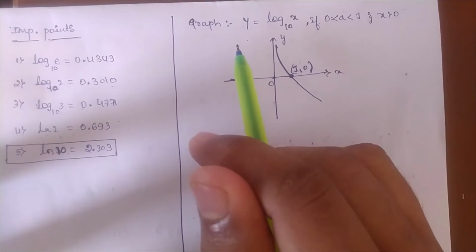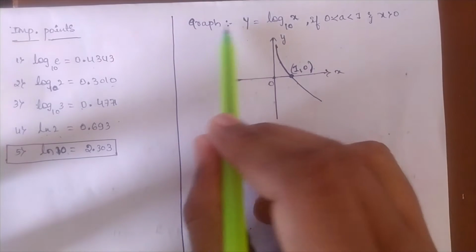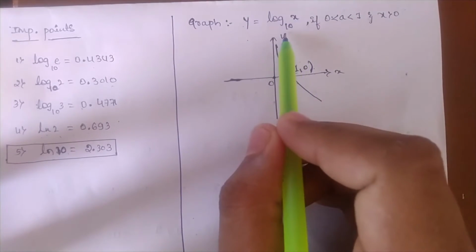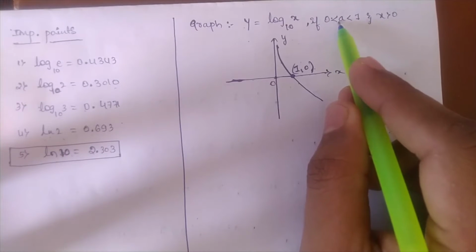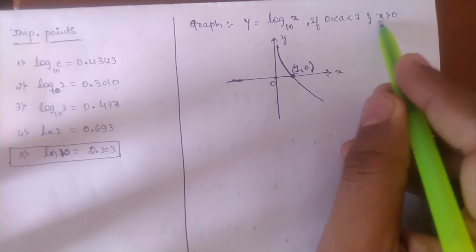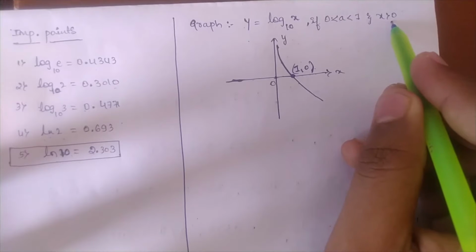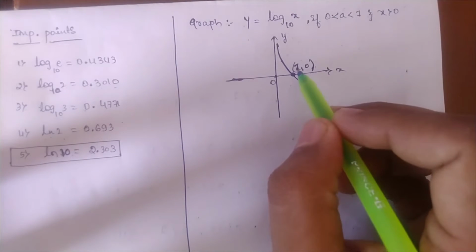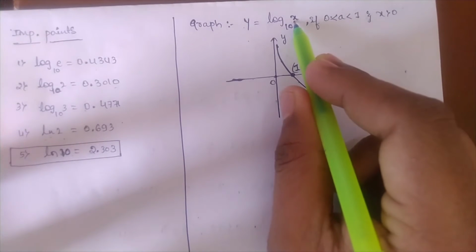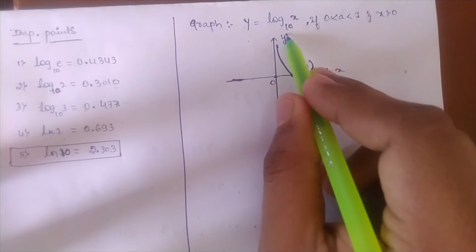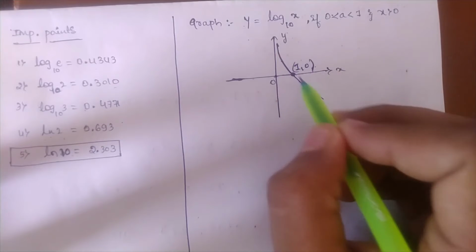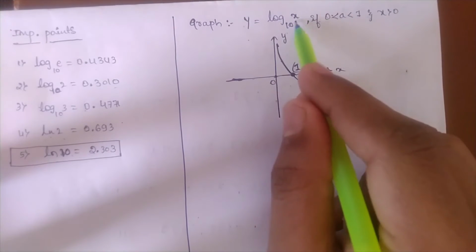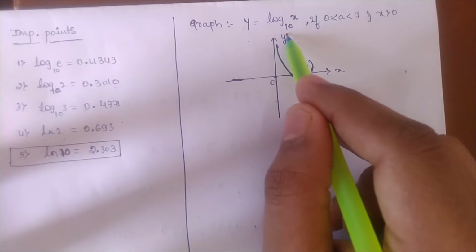So how does the graph look? Consider the equation y equals log x base 10, where x must be greater than 0. Whenever you put the value of x equal to 1, log 1 base 10 equals 0, so it satisfies the equation. So this is the standard graph of a logarithm with respect to base 10.